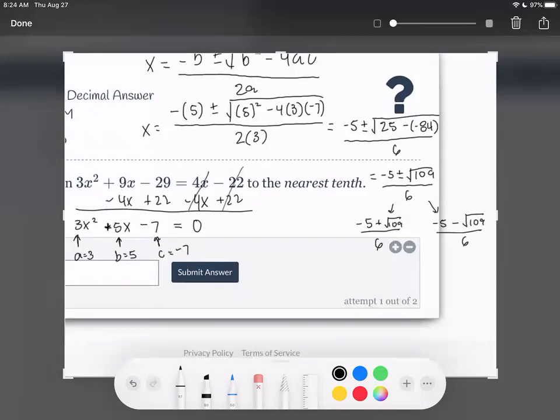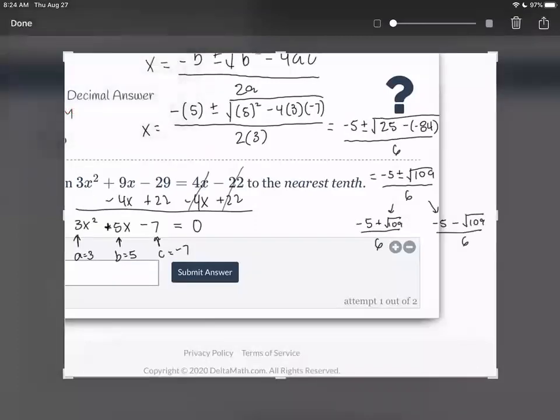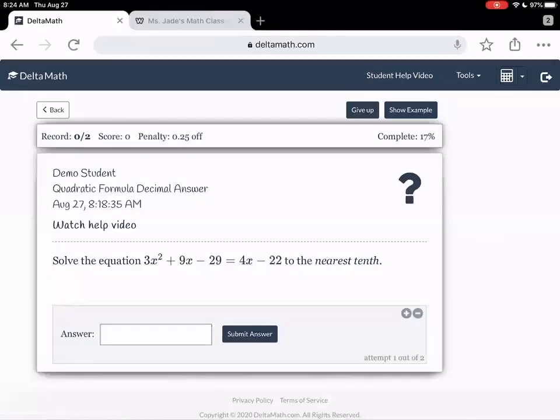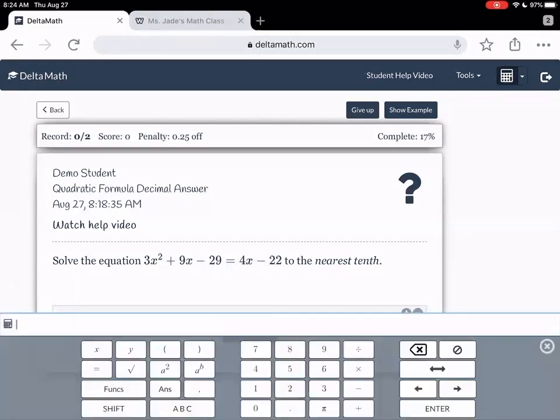Okay, so I'm going to click done. There's a calculator on Delta Math on the top right corner, right next to where you would log out. So right over there. And then you can see it pop up. Or if you have an actual calculator at your house, that's great. I don't know where mine is.